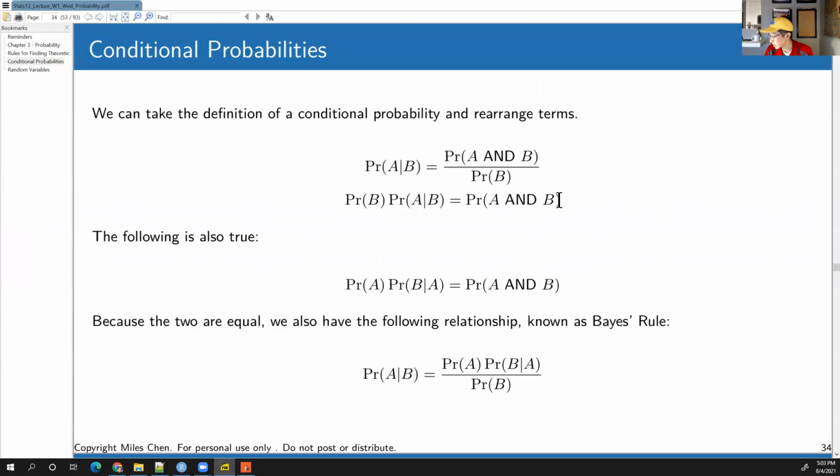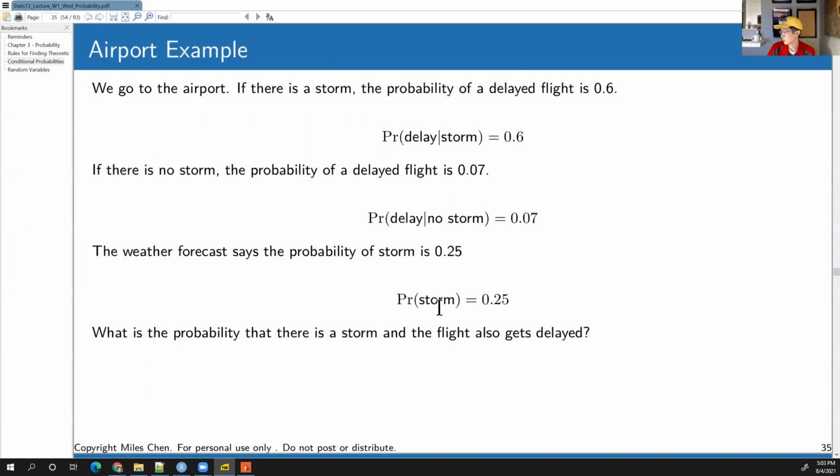Oh, okay, it's right here. Probability of A and B is equal to the probability of B times the probability of A given B, or the probability of A and B is equal to the probability of A times the probability of B given A. Okay, so this is just from an earlier slide. Is that okay?